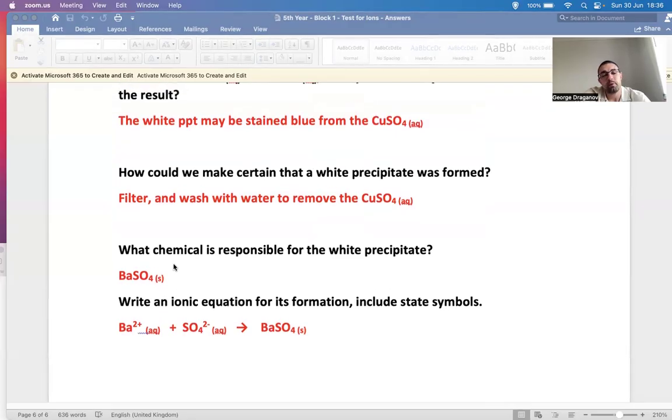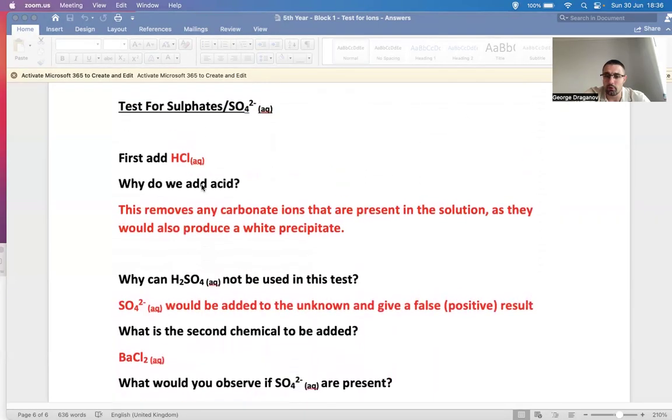Now, what do I mean by removing the carbonate? What do I mean by false positive? Well, suppose that in your head you know that sulfates produce white precipitates with barium chloride. Well, imagine that you have a solution of magnesium carbonate. Now, if you don't add the acid first, if you go straight away by adding barium chloride, you'll get that double swap. So it'll form a precipitate of barium carbonate plus magnesium chloride, which is soluble.